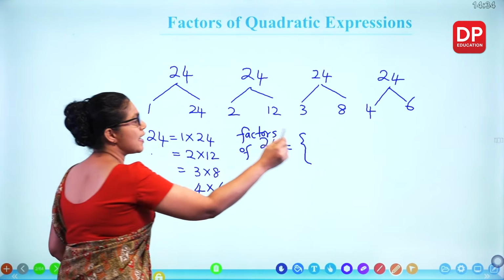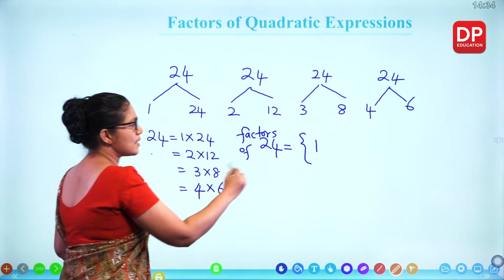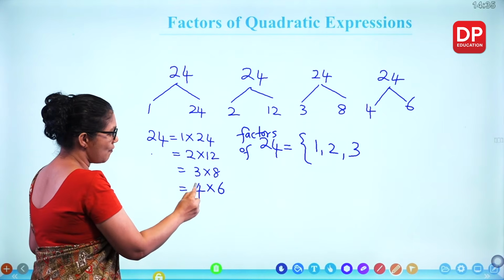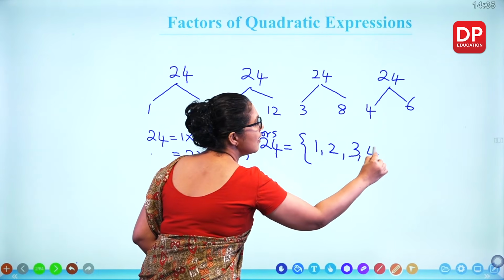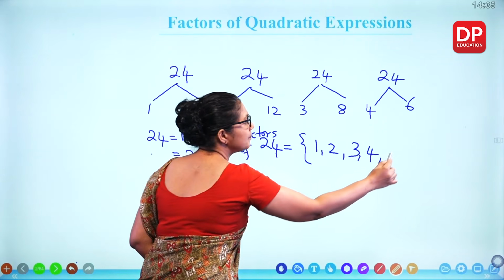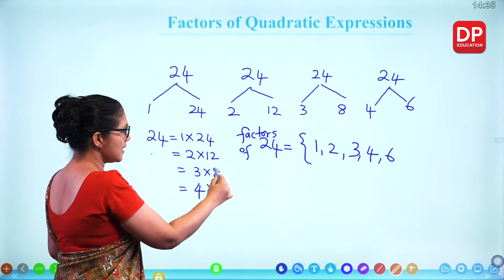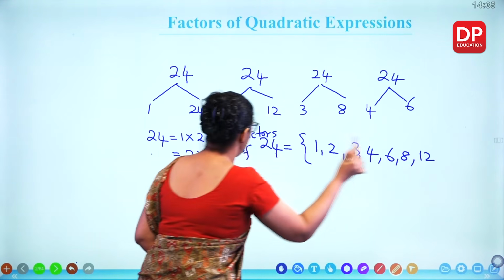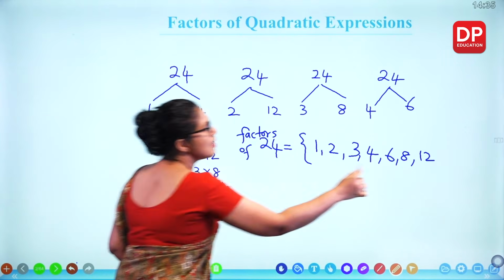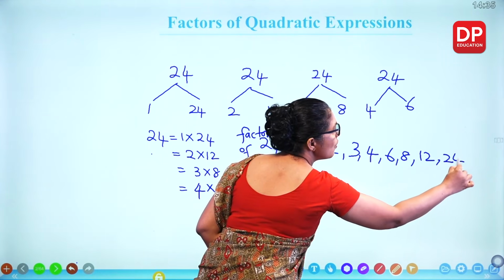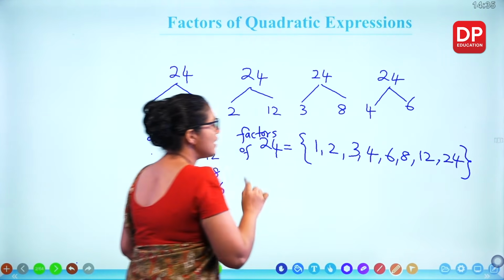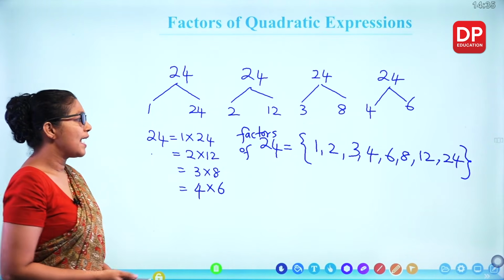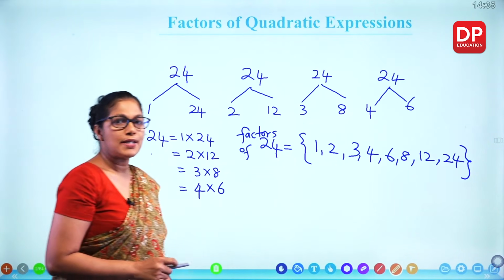as 1, what else? 2, 3, 4 is there, 6, 8, 12 and 24. So if somebody asks what are the factors of 24, we can write all these numbers.